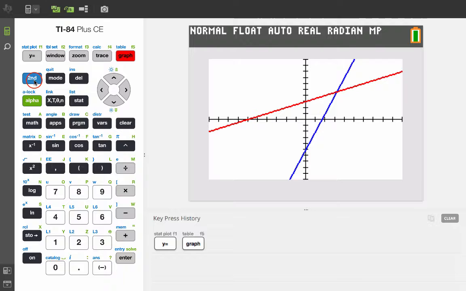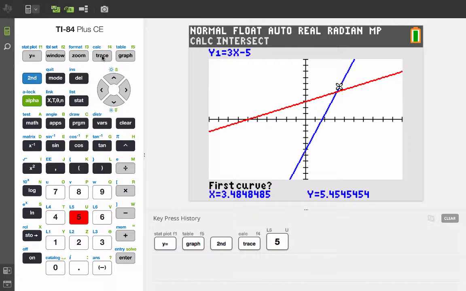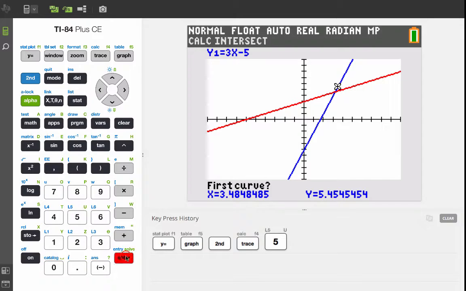Now, to find the intersection point, we're going to press second calc and select number 5, intersect. Now you'll see at the bottom of the screen it says first curve, and then on the screen you will see a blinking cursor that's right on the blue line. The first curve represents the first graph, the y1 equation, and really this is only useful if you have more than two lines that you're trying to find the intersection point of. You have to select which two you're working with. Here, since we only have two, we'll see first curve, and we can press enter.